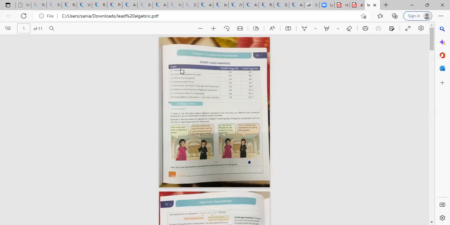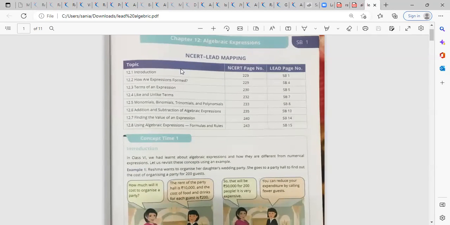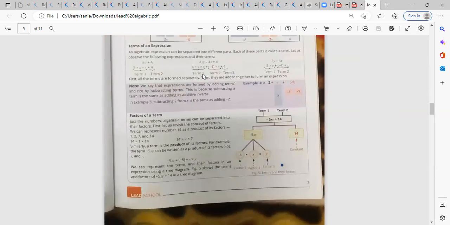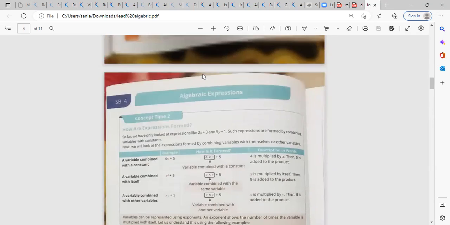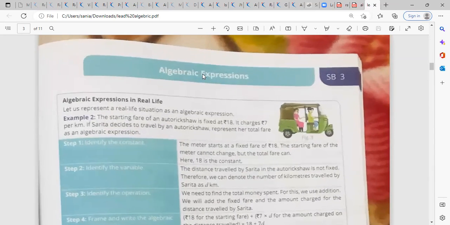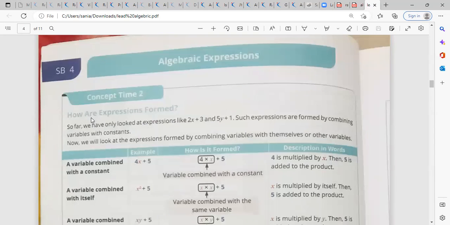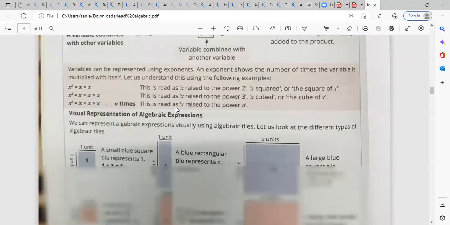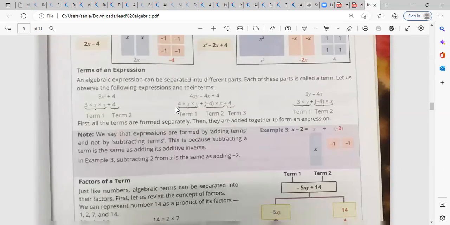Okay. So what we did, I think, we did terms of vector terms. Okay. Now we are going to start the very next term, which is basically how the expressions are formed. We will be doing the practical example now.